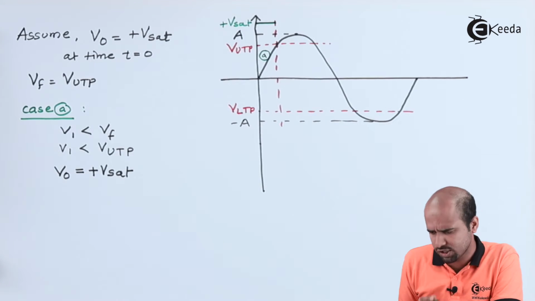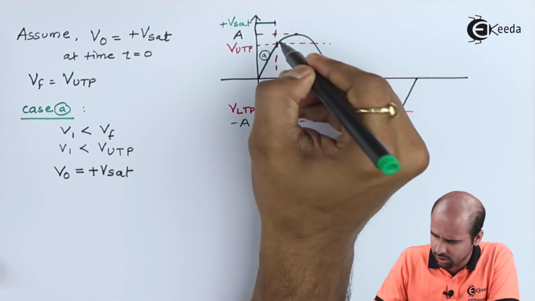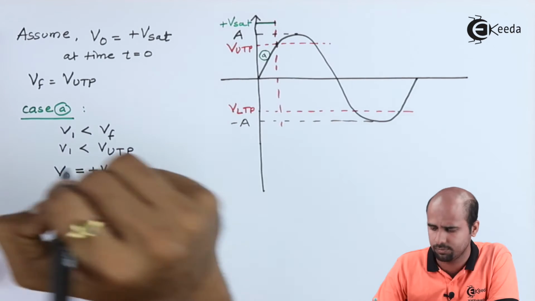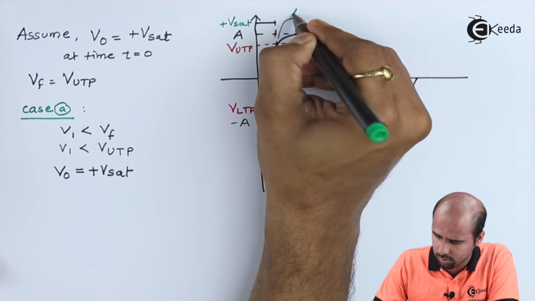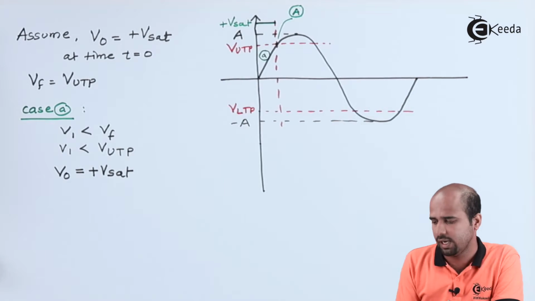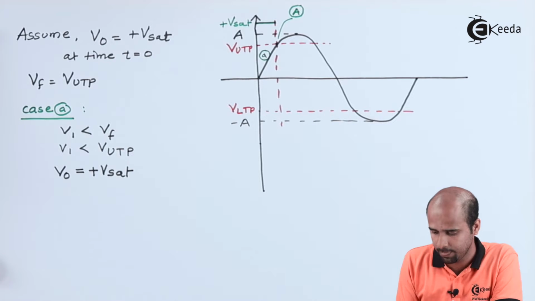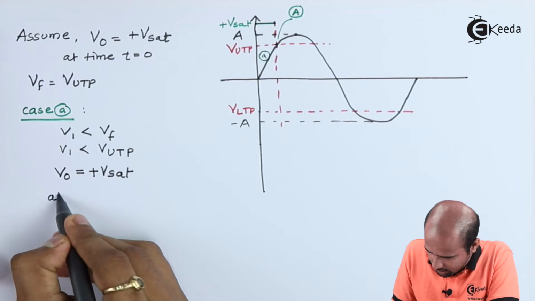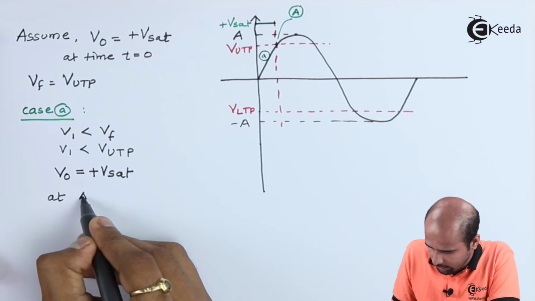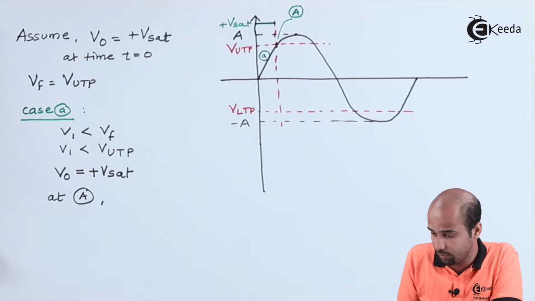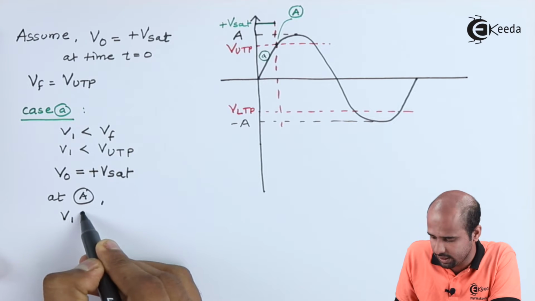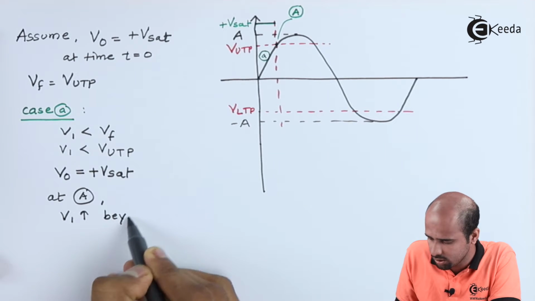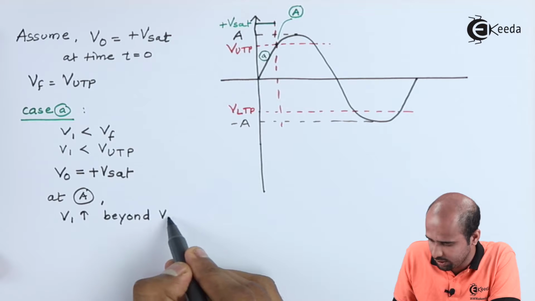As soon as this particular region ends over here, let's treat this as point capital A. At point A, we will be getting V1 which is increasing beyond VUTP.